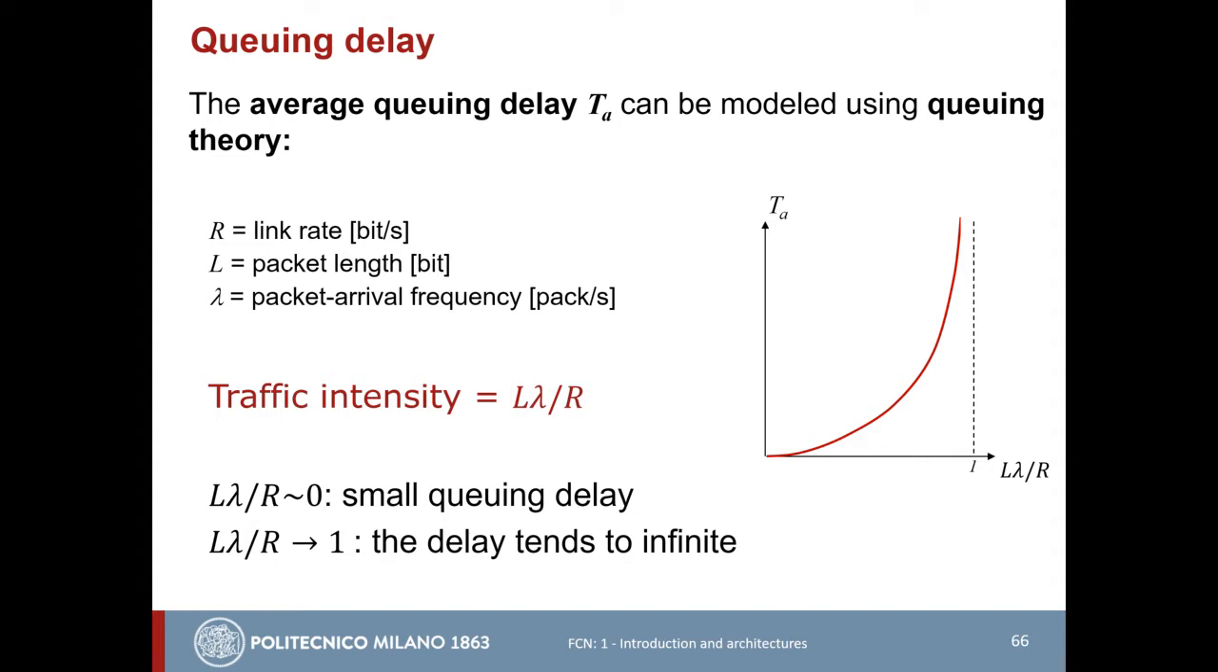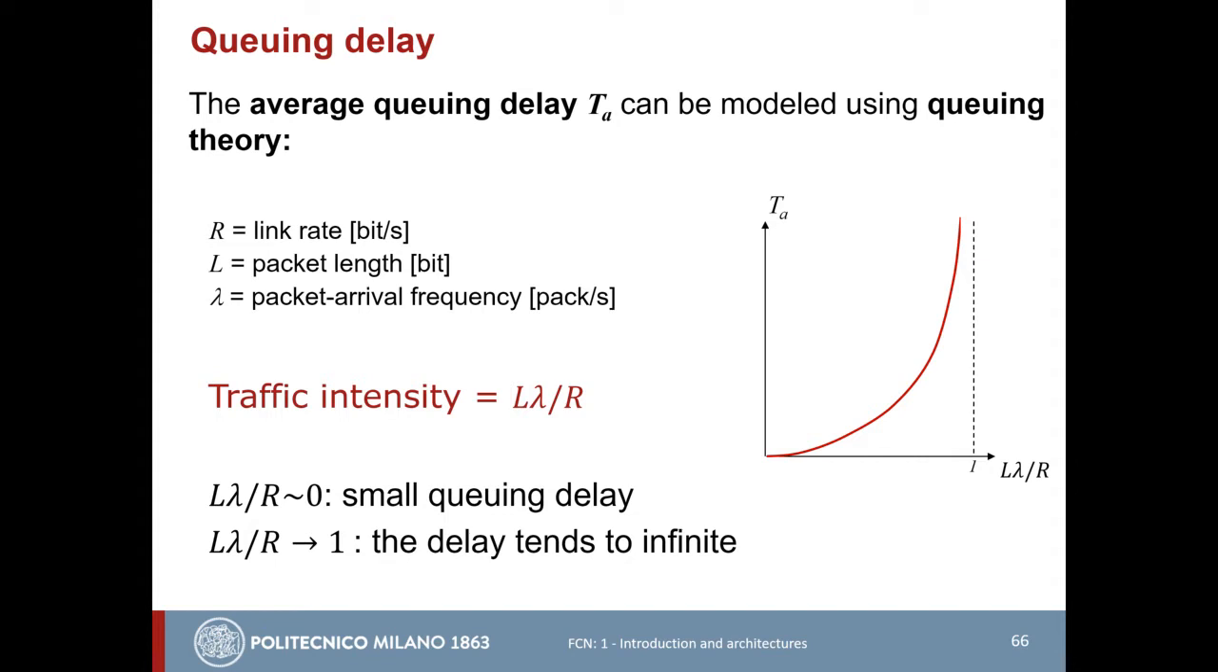These quantities: the link rate in the output is usually constant, while the packet length and arrival rate can be random variables. Especially in the internet case, you will see that the packets have different lengths, so it is a random variable.